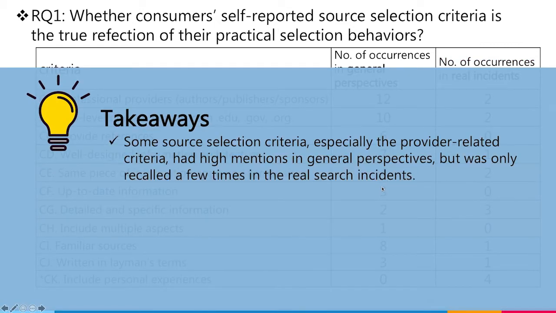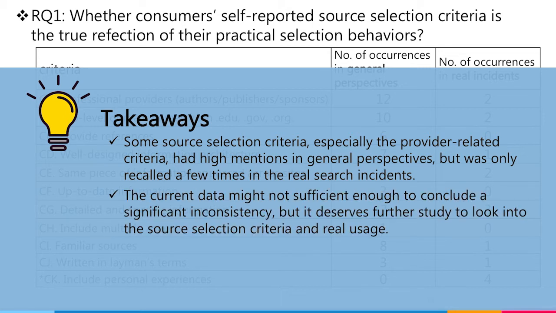So we learned that some source selection criteria, especially the provider-related criteria, had high mentions in general perspectives, but were only recalled a few times in the real search incidents. We admit that the current data might not be sufficient to conclude a significant inconsistency, but it deserves further study to look into the source selection criteria and their real usage.